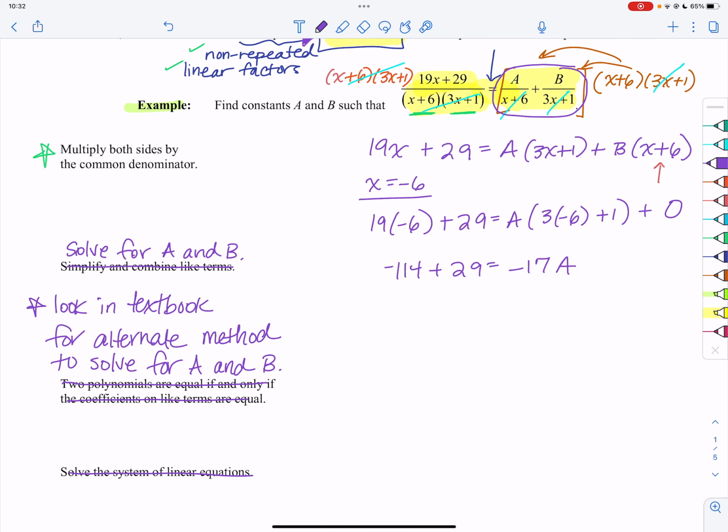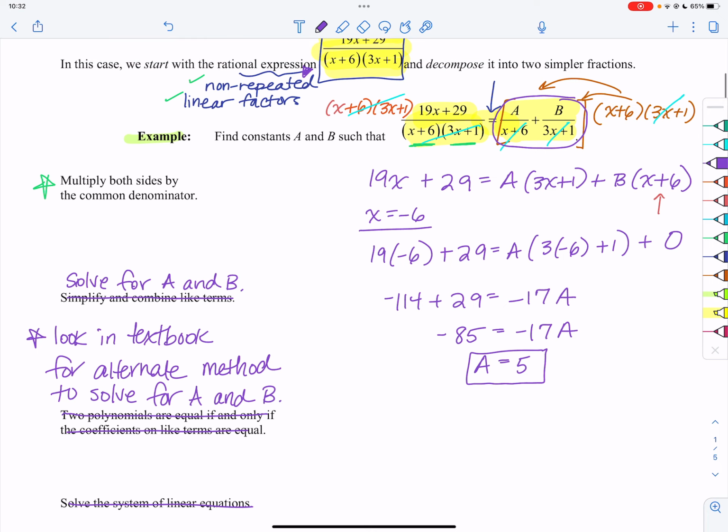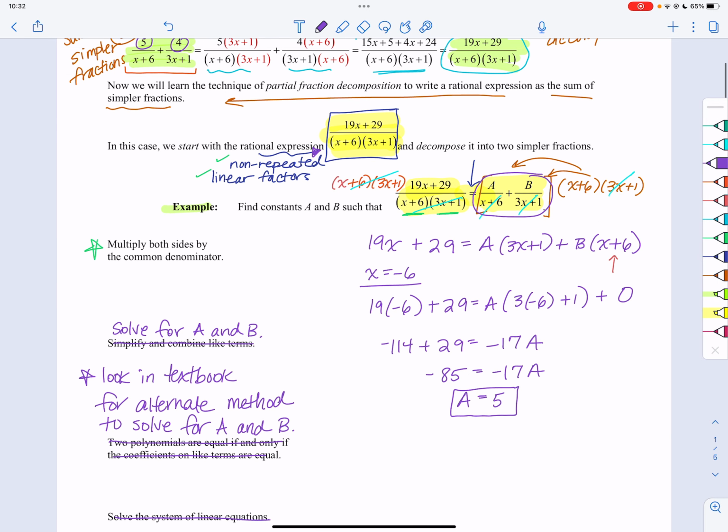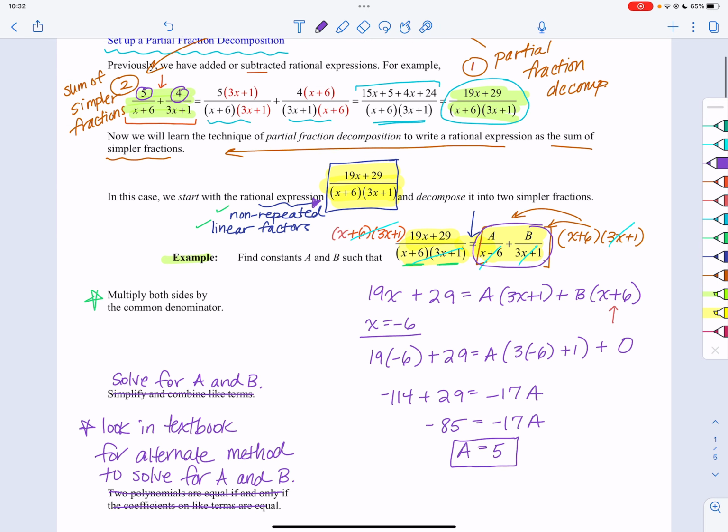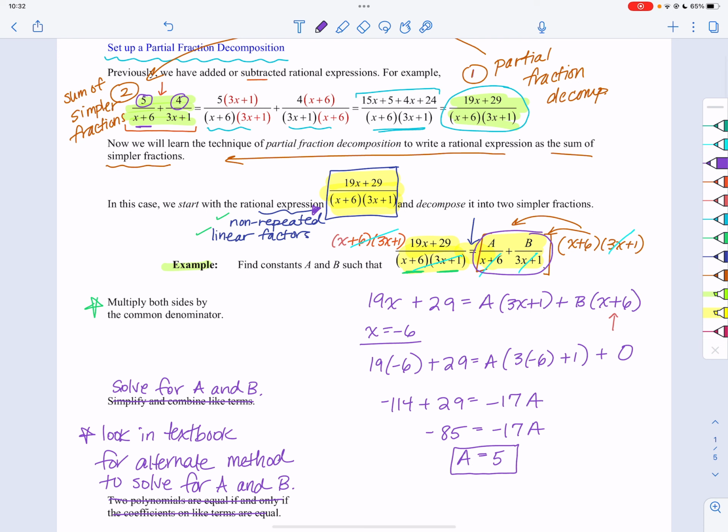So if we have 29 minus 114, we have a negative 85 equals negative 17A. And dividing both sides by negative 17, we come up with A equal to 5. Now, take a look up here. A is the constant in the numerator with x plus 6 in the denominator.